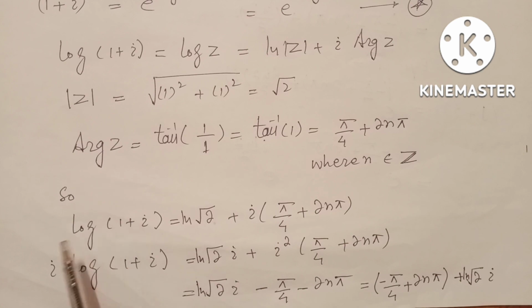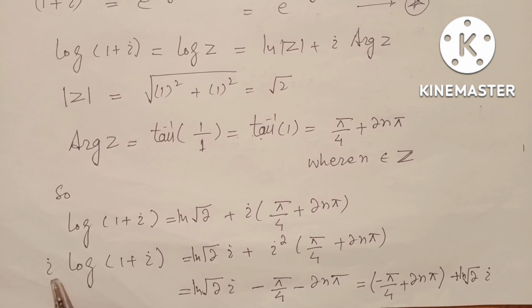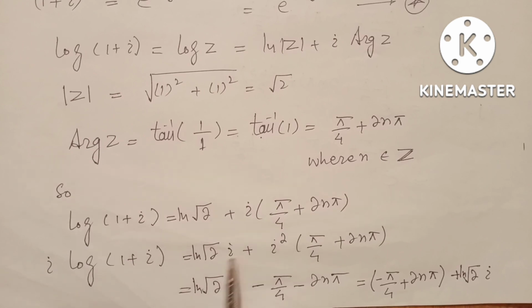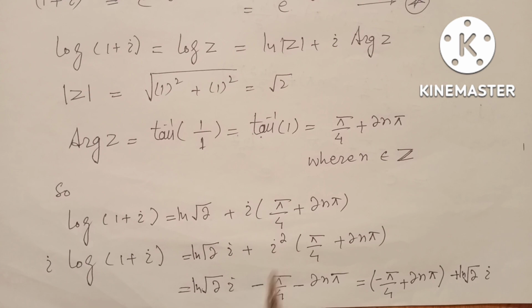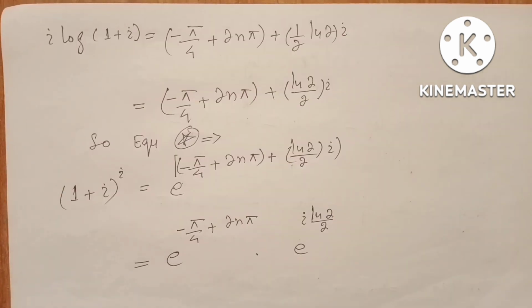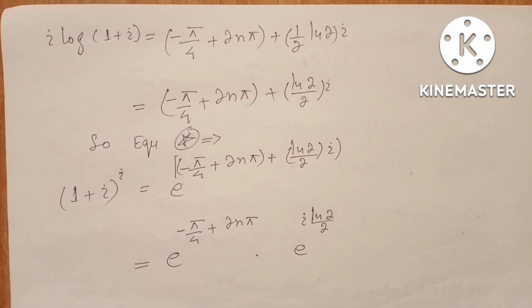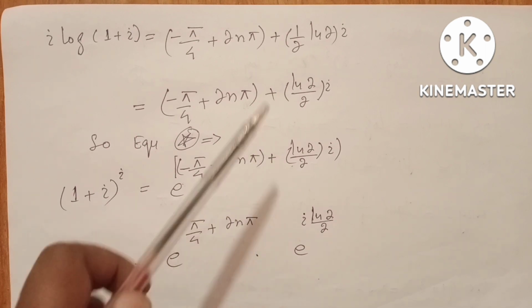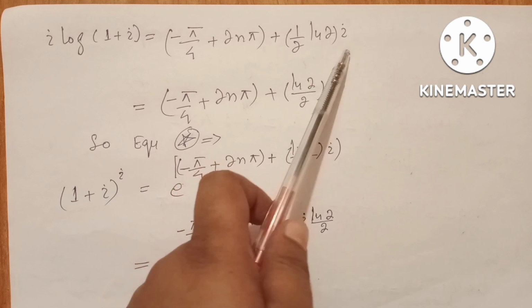Through this we will get log of (1 + i) is equal to natural log of root 2 + i (pi by 4 + 2n pi). After multiplying by i, we will get i natural log of root 2 + i squared, which is equal to minus 1. Through this we will get 2n pi minus pi by 4 plus natural log of root 2 times i. So i log (1 + i) is equal to 2n pi minus pi by 4 plus 1 by 2 natural log of 2 into i.